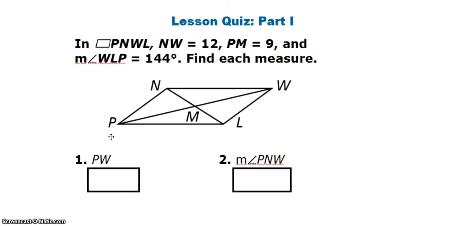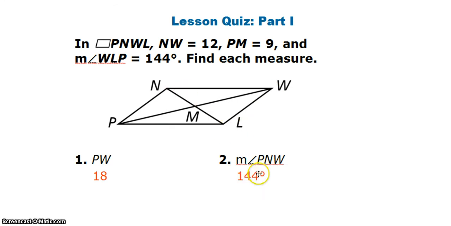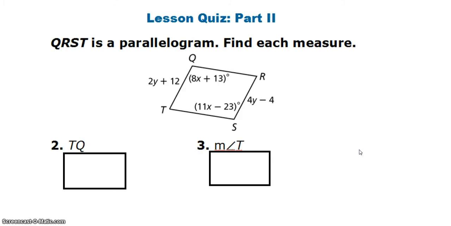We've got about a minute left in the video, so pause, give this lesson quiz a try, come on back. Don't you love these questions that do not require a proof? So PW, this big long diagonal, would be 2 PMs, right? We know PM is 9, so PW is 18. And the measurement of PNW, right, PNW, is congruent to WLP. They're opposite angles, right? And we know that one is 144, so we know PNW is as well.